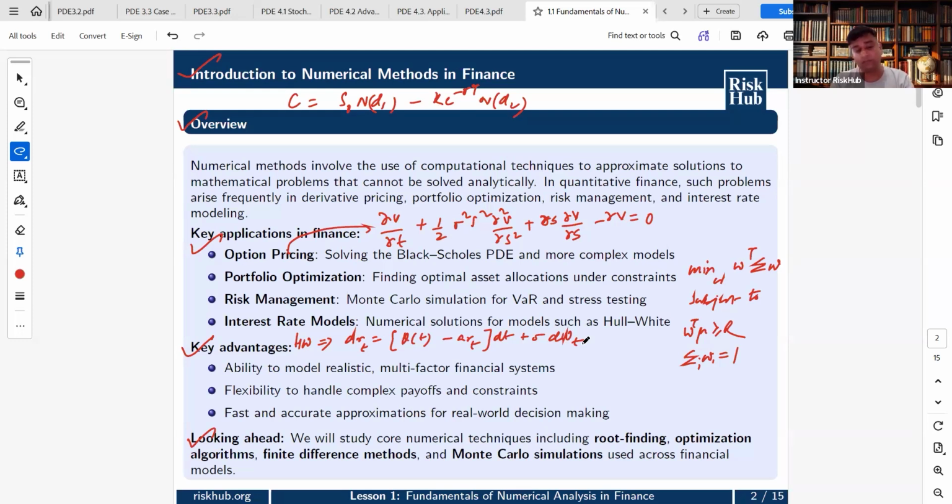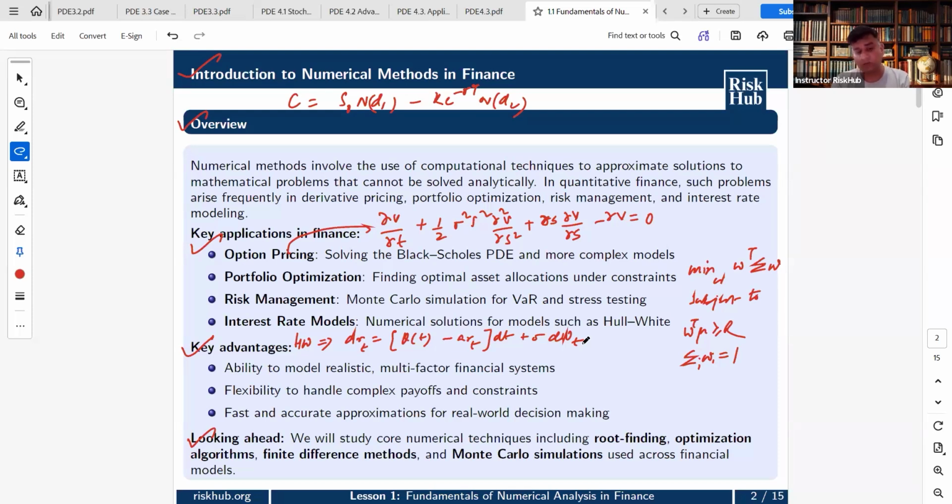Again, r_t is the short-term interest rate, theta_t is the time-varying level fitted to the yield curve, a is the mean reversion speed, sigma is the rate volatility, and dW_t is the Brownian motion shock. It is used for pricing interest rate derivatives like options, swaps, floors, and convertible bonds. The overall big idea coming out of this slide is that if you're looking at, let's say, option pricing, numerical methods are used: PDEs, trees, Monte Carlo.